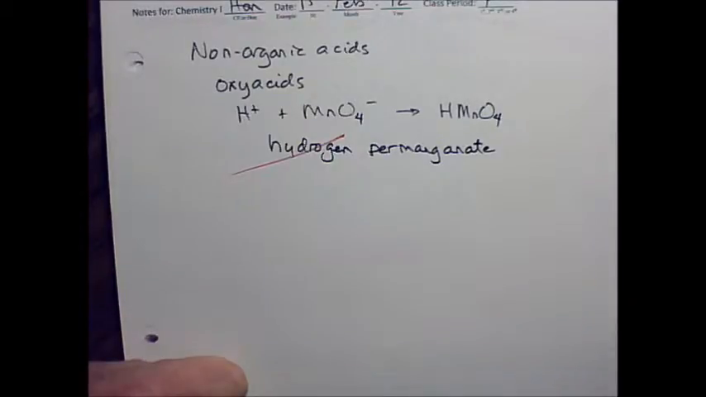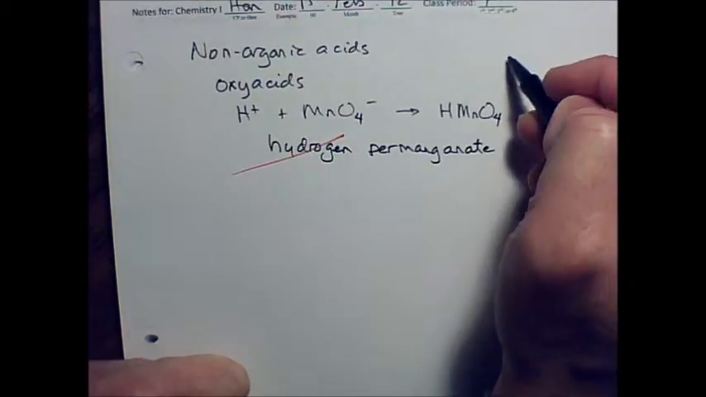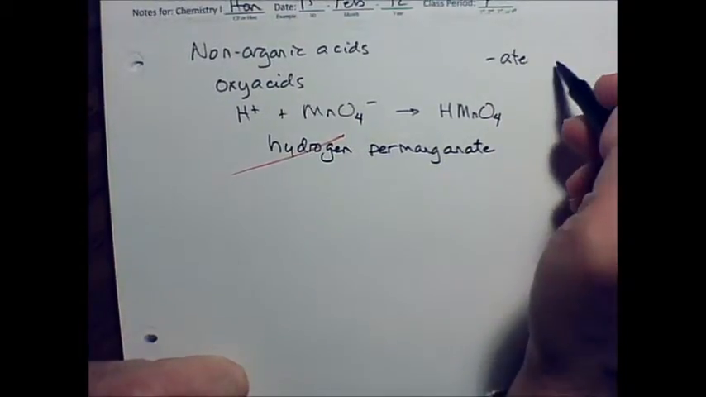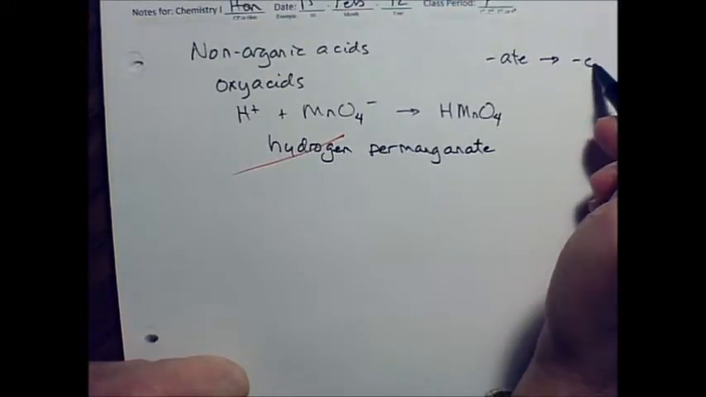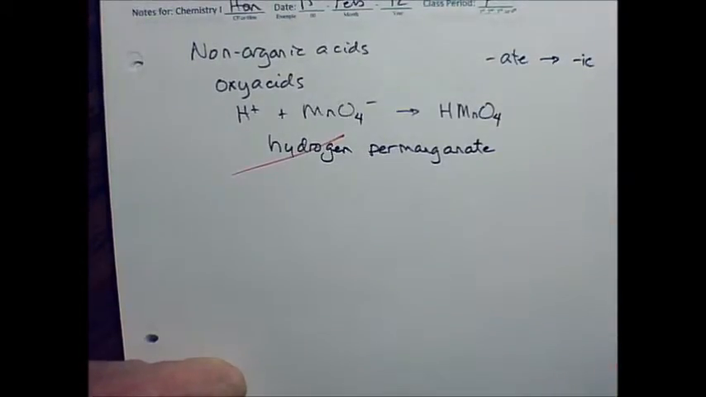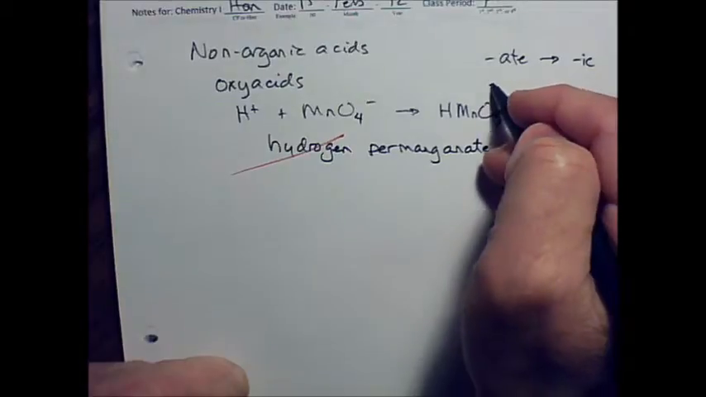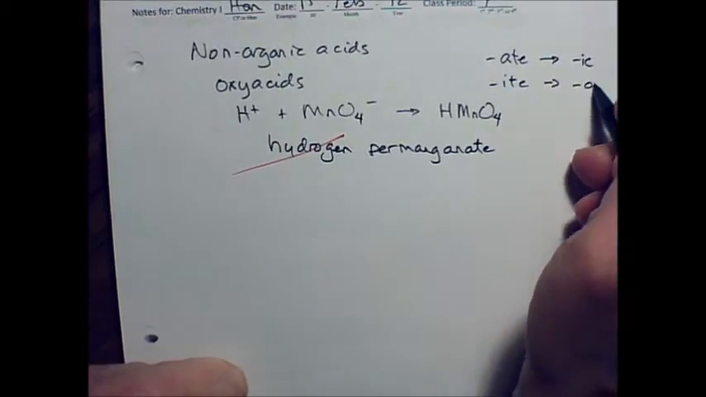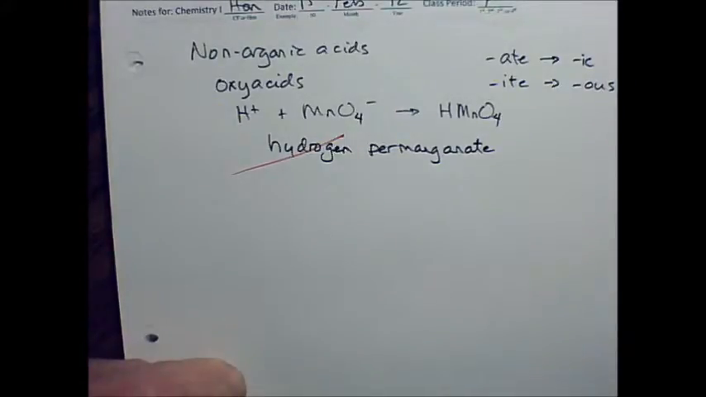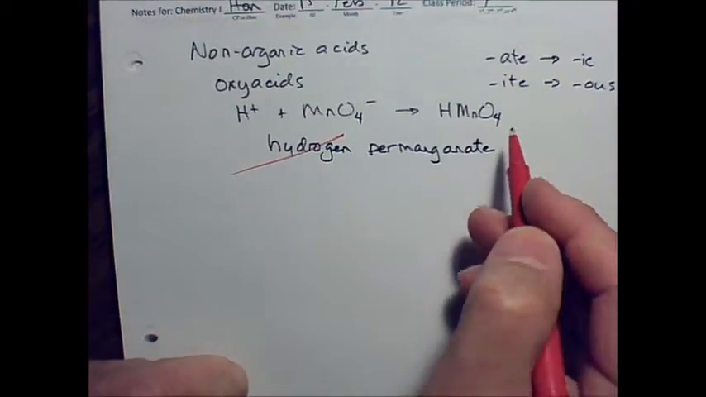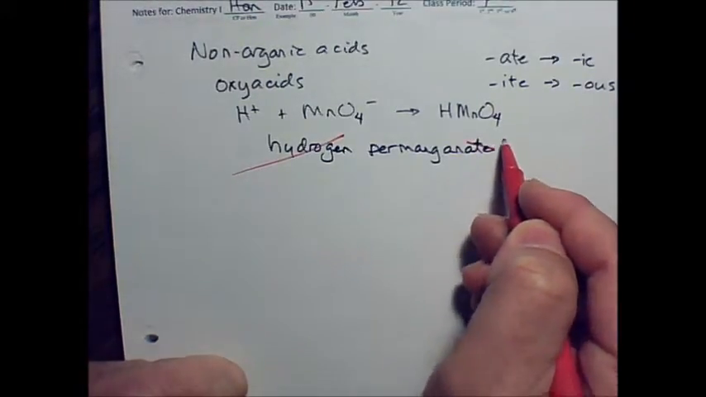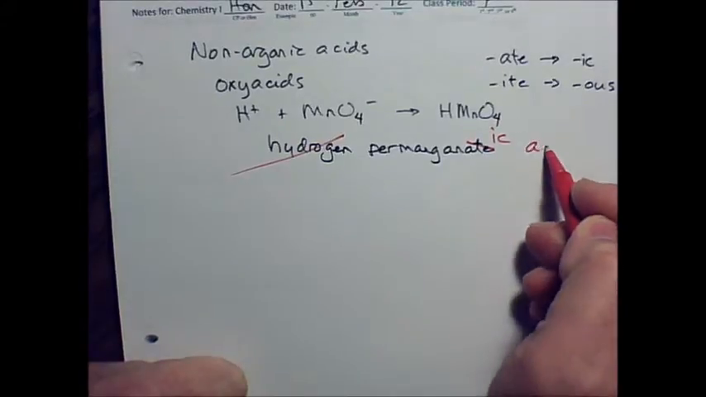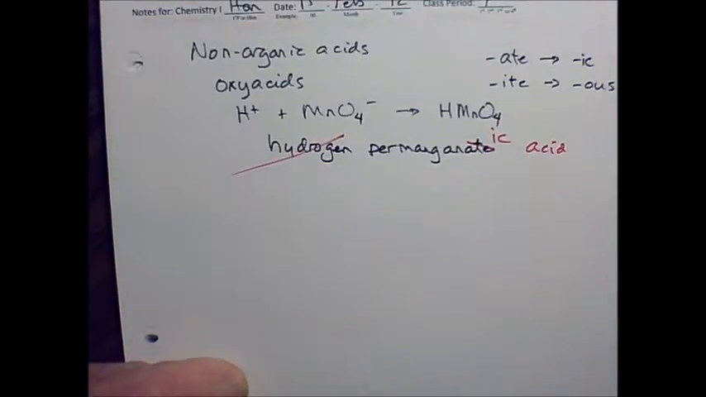We're going to change any ate endings to ic endings. And anytime we have an ite suffix, we're going to change that to an ous suffix. So permanganate becomes permanganic, and we use the word acid on the end.